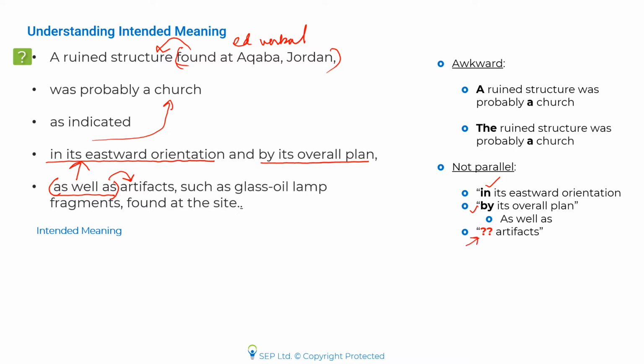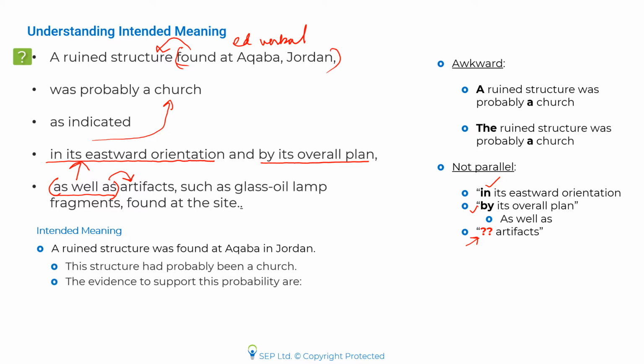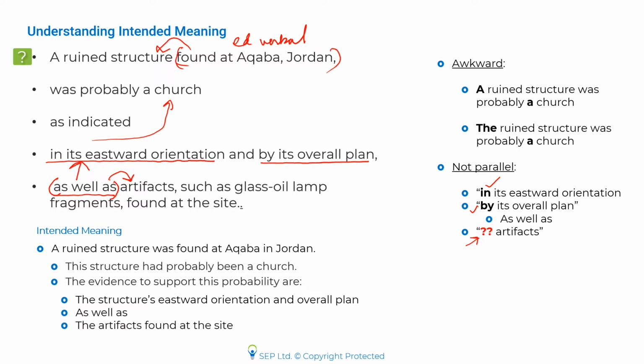So what we have been trying to say clearly is a ruined structure was found at Aqaba in Jordan. This structure had probably been a church, and the evidence to support this probability are the structure's eastward orientation and overall plan, as well as the artifacts found at the site. So we have been able to raise two red flags. One, the awkward construction. Two, the lack of parallelism. Let us see how these get sorted.